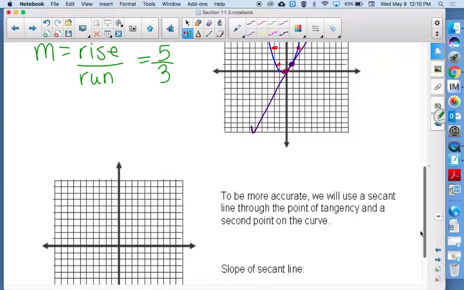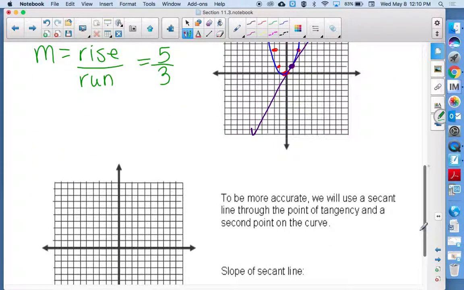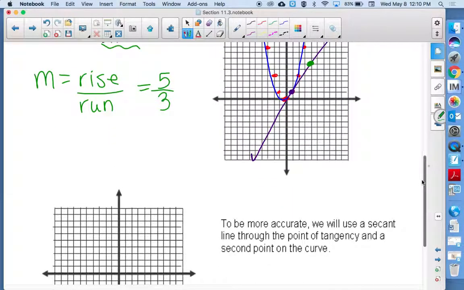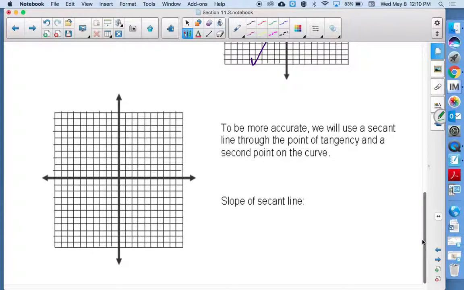So method number 2, to try and be a little more accurate, we can use a secant line. So a tangent line touches the graph at one point, but a secant line touches the graph at 2 points that are on the graph. So at least now it's 2 points on the graph. So I'm going to draw the same picture down here using those same points. We're still in the same function here. So point at 1, 1, 2, 4, 3, 9.